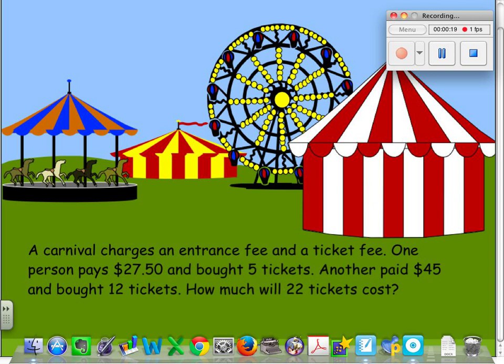It says a carnival charges an entrance fee and a ticket fee. One person pays $27.50 and bought 5 tickets. Another paid $45 and bought 12 tickets. How much will 22 tickets cost? Well, let's start by setting up the problem. And you can see I set up the equation here.